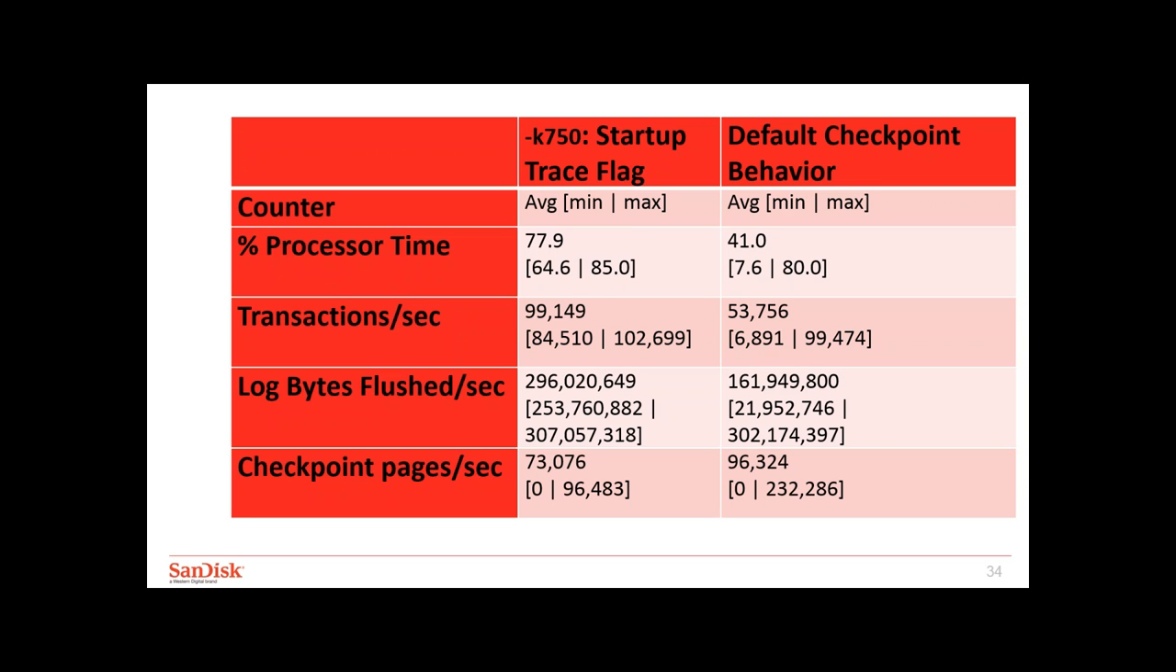750, the number after hyphen K, represents the number of megabytes per second that you throttle the checkpoint. You're telling SQL Server, "Hey, I don't care how many dirty pages you have, I want you to throttle. I want no more than X number of megabytes per second being sent to disk." And we did some experiments, and it turns out for us, 750 was the sweet spot. You could pick 512, you could pick 1024, you could pick 2 gigabytes, just as long as it's an integer value representing the number of megabytes per second.